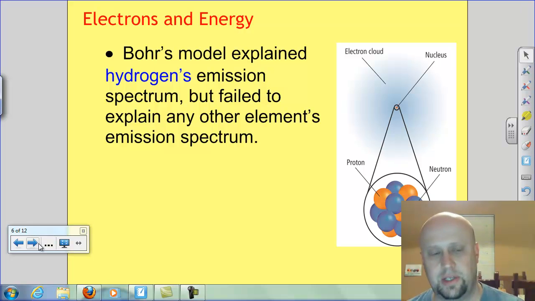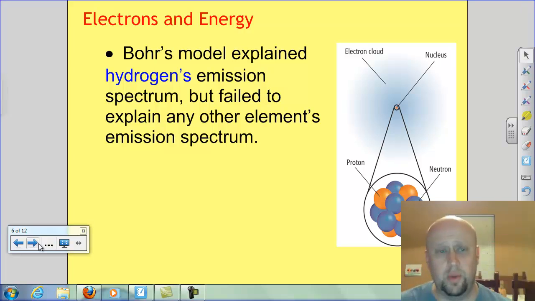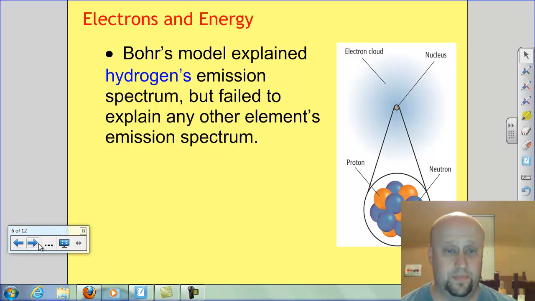So what does this really mean to us? Well, first off, Bohr's model worked really well for the hydrogen atom, but the problem was they found out that it didn't work for anything else. The reason for that is that for everything else, there's more than one electron, and so things started to get really ridiculously complicated when you added in extra electrons.